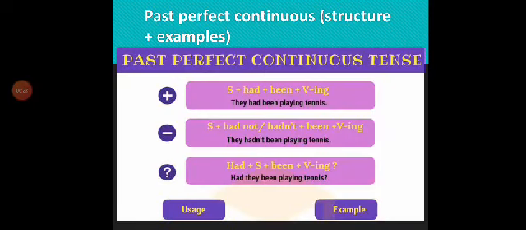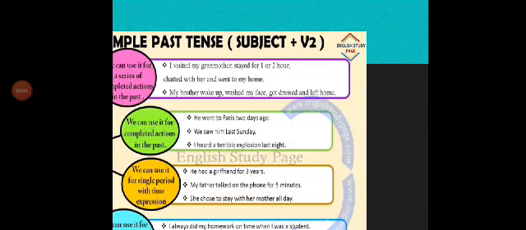The last one is past perfect continuous tense. Had been plus verb ing. Then had not. Had not been plus verb plus ing. They had been playing tennis. They had not been playing tennis. And had they been playing tennis?